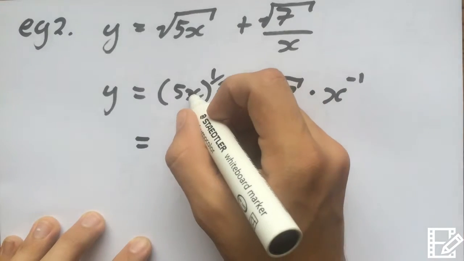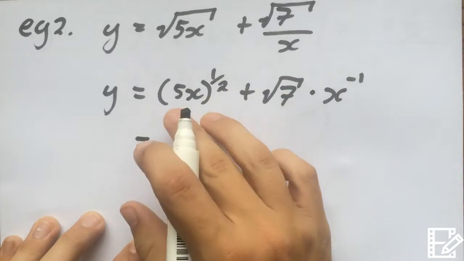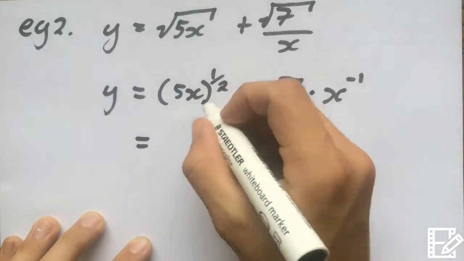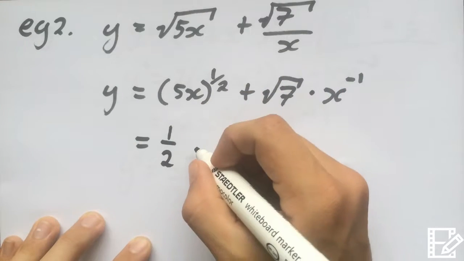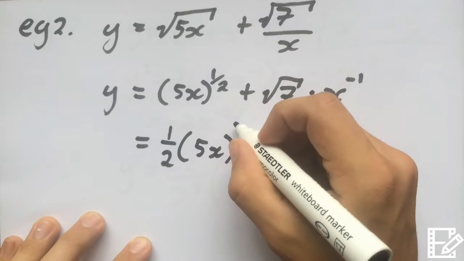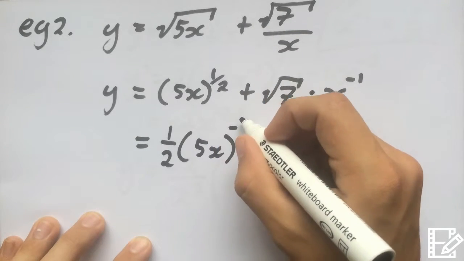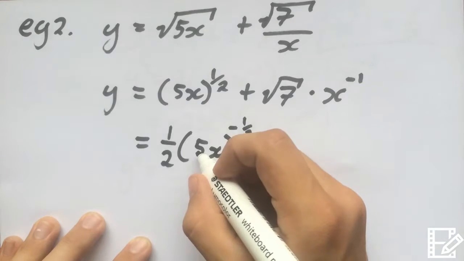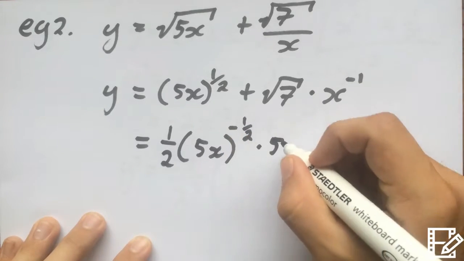Anyway, we'll derive this side, 5x to the power of a half. Bring the half down, 1 over 2. Leave the inside the same. Take 1 off the power. A half take 1 is a negative a half. Multiply by the derivative of the inside. Derivative of 5x is just 5.